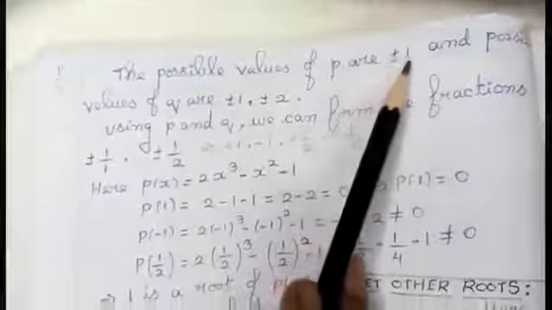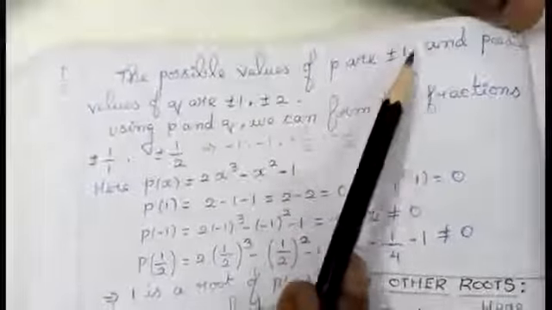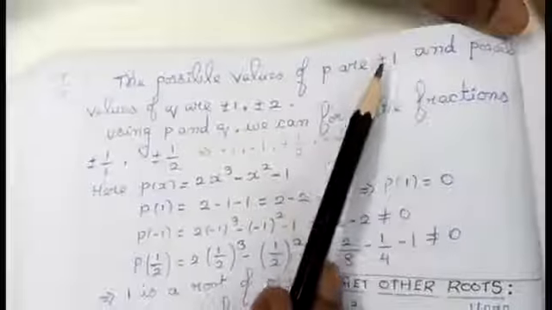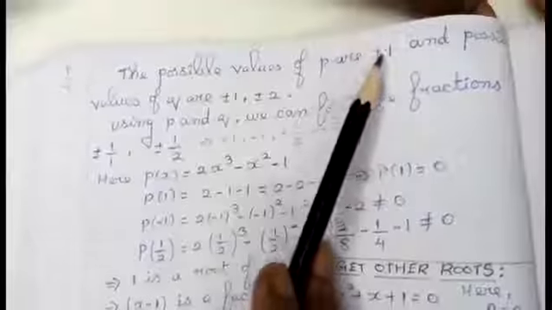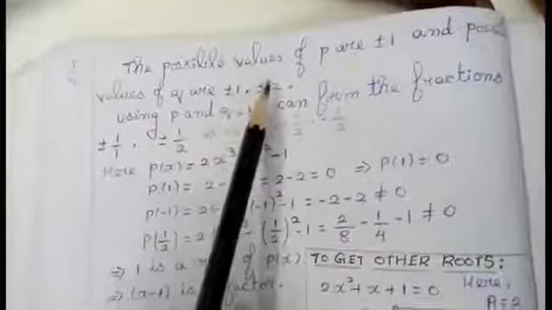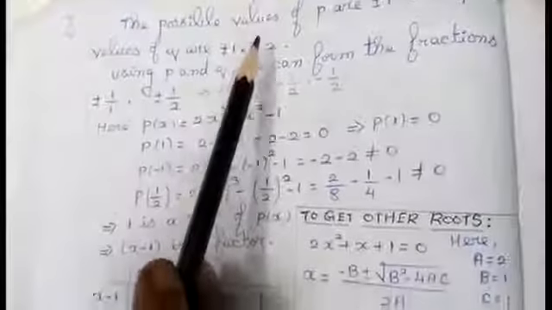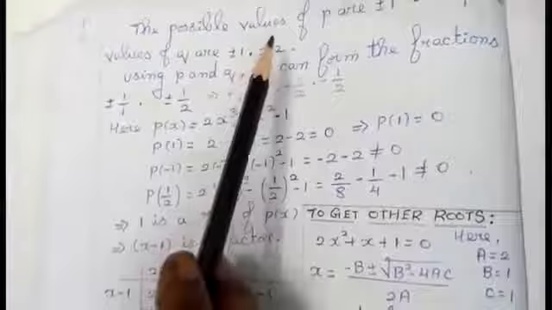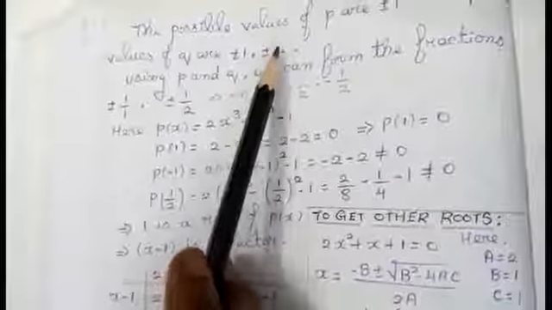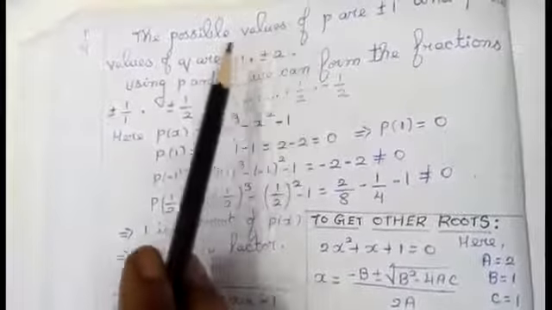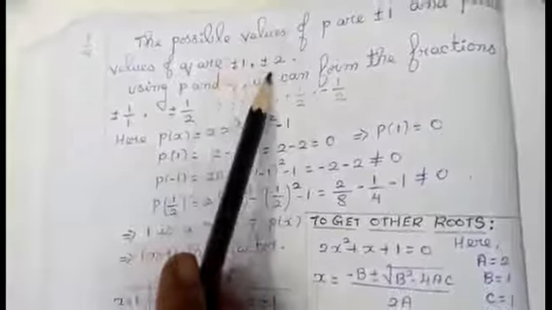Minus 1, 2. The possible values of p are plus or minus 1. We are just noting only the number, students, 1. So I am going to take both the signs, positive and negative, plus or minus 1. And the possible values of q: the number we saw for q is 2. If I want to find the factors, 2 into 1 is possible. So plus or minus 1 and plus or minus 2.